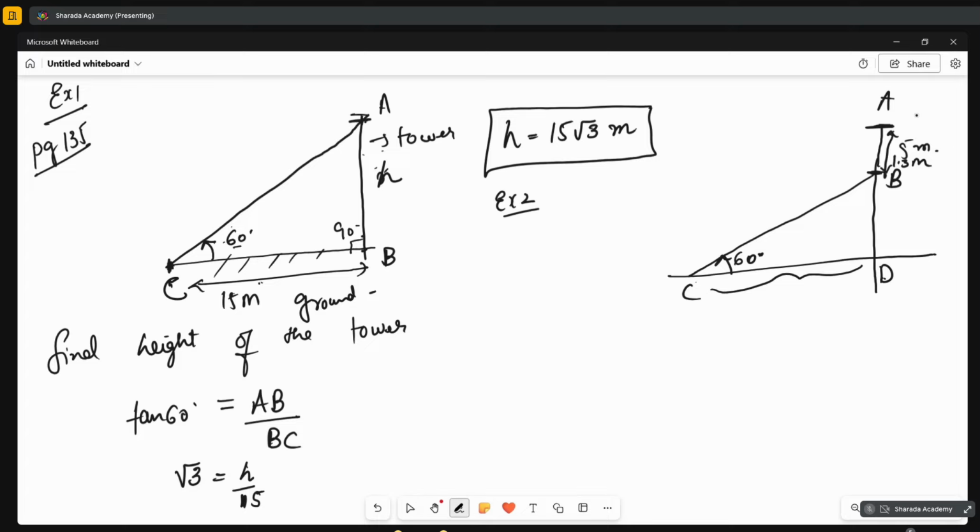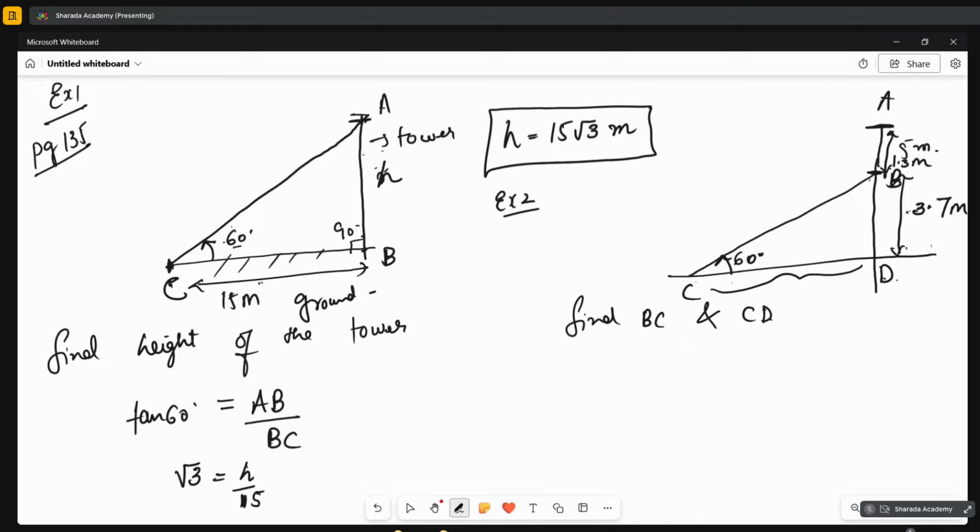Total length is 5 meters. From the top it is 1.3 meters. So what will be this length? 3.7 meters. And now you have to find BC and CD. This is 3.7, BD. Find BC and CD. So I want CD. I know BD. So which ratio should I take? I have to take tan.